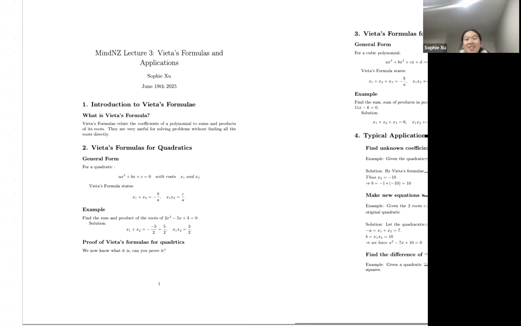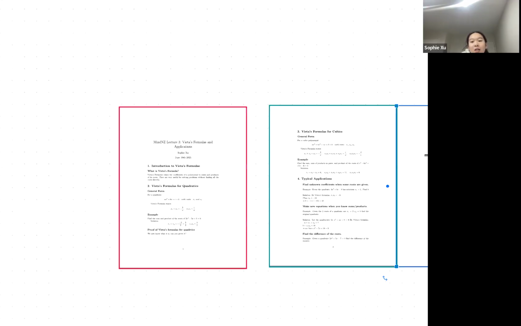Useful stuff you can find about the roots. Yeah, it is useful to find stuff about the roots. So it's basically when you have a quadratic or cubic and the roots are really hard to solve for, you can just use Vieta's formulae to not find the roots but still get useful information about the roots and stuff.